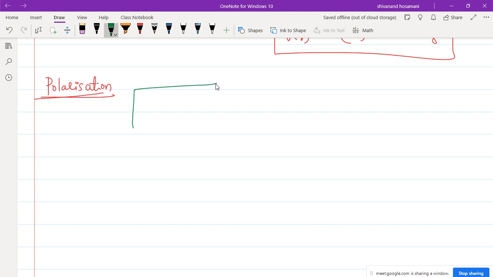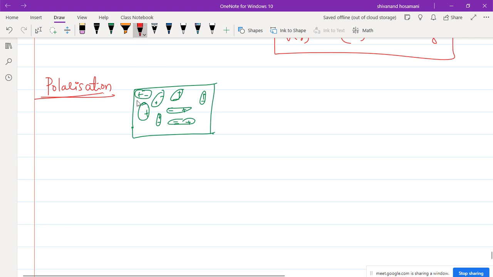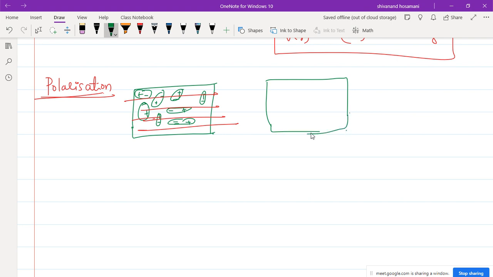So let us consider this is a material. Inside this material, the dipoles are arranged randomly. For example, if this is positive, negative, this is one dipole, then there is a negative and positive here, one dipole, then here one, then here one, right? Random arrangements. So if these dipoles are arranged randomly before the application of the electric field, then after applying an electric field, all the dipoles are going to orient in a particular direction. That orientation is defined as polarization.